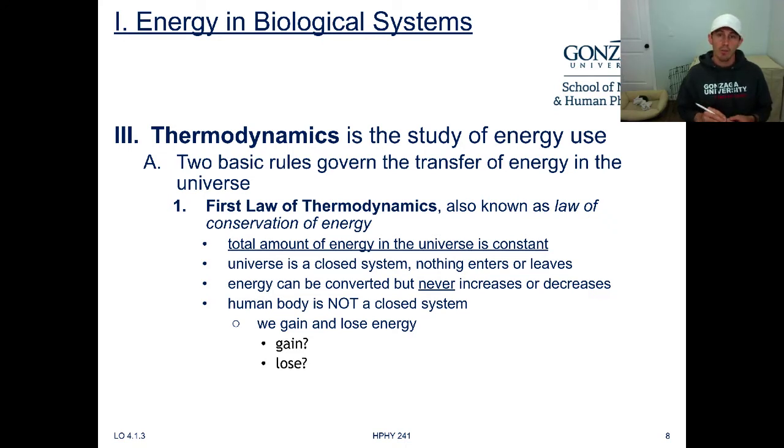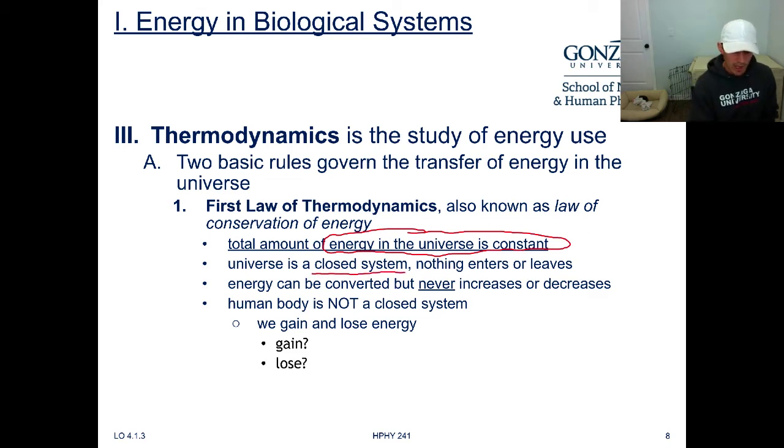So the first one, hopefully you've encountered this before, and if not, don't worry. Pretty simple here. The first law of thermodynamics, also known as the law of conservation of energy, means this: the amount of energy that is present in our universe is constant. The universe, to the best of our knowledge, is a closed system. Nothing is entering or leaving our universe. And why we say the energy is constant is because we're not creating or destroying energy. The amount that is there is not going anywhere.